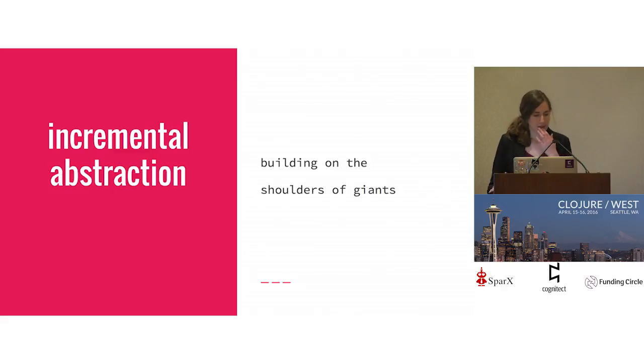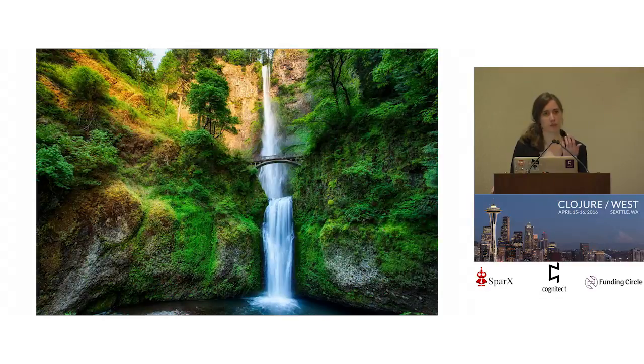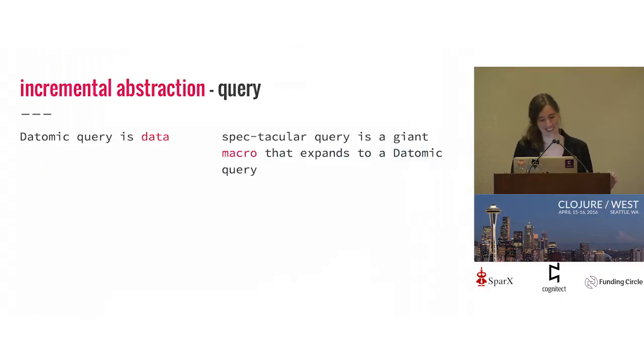The last thing I want to talk about is incremental abstraction, because I'm basically sitting between Clojure and Datomic, which means I'm building on the shoulders of giants. And I shouldn't forget that. Right? So I'm going to explain this with this really beautiful picture of Multnomah Falls. And I'll explain how.